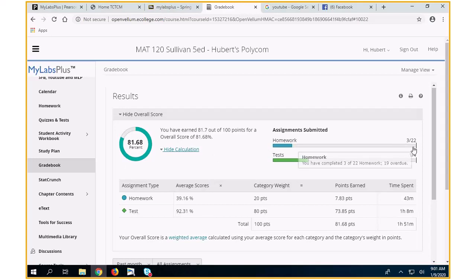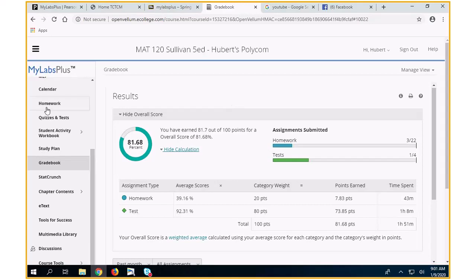But see it, homework. I really suck at homework. I only did 3 assignments out of 22 assignments. So my grade for homework is really going to what? Suck. I only got 8 points for homework when I should have got 20. And then you add those 2 together and you get your final grade, which is in that circle that says overall grade. Or if you hide overall grade, you can hide it. But what's in that circle right there is your grade. All right? So that's the grade book.